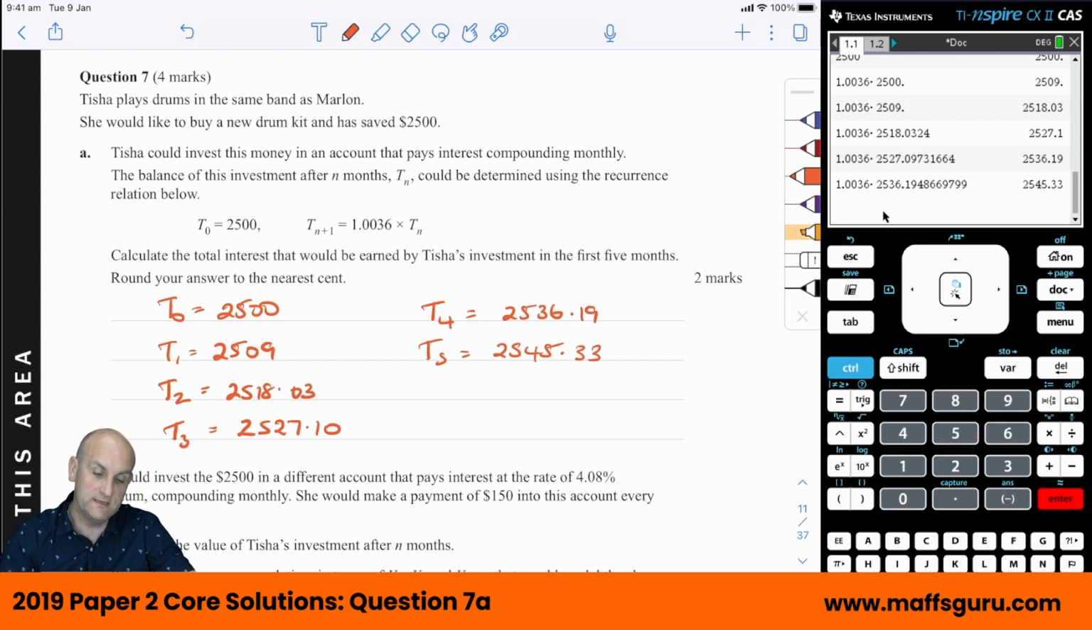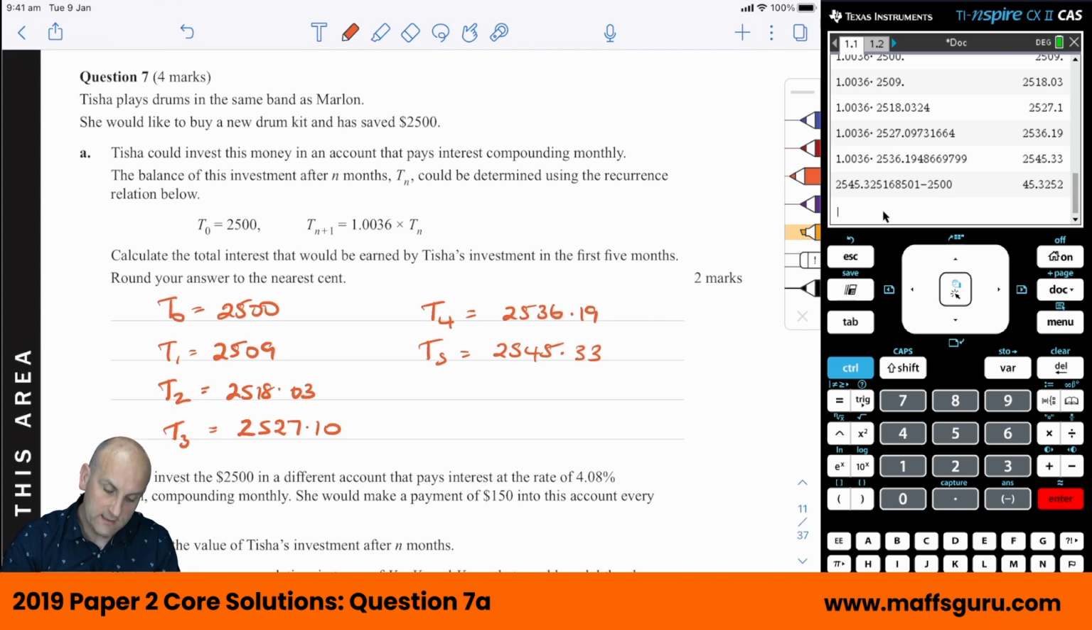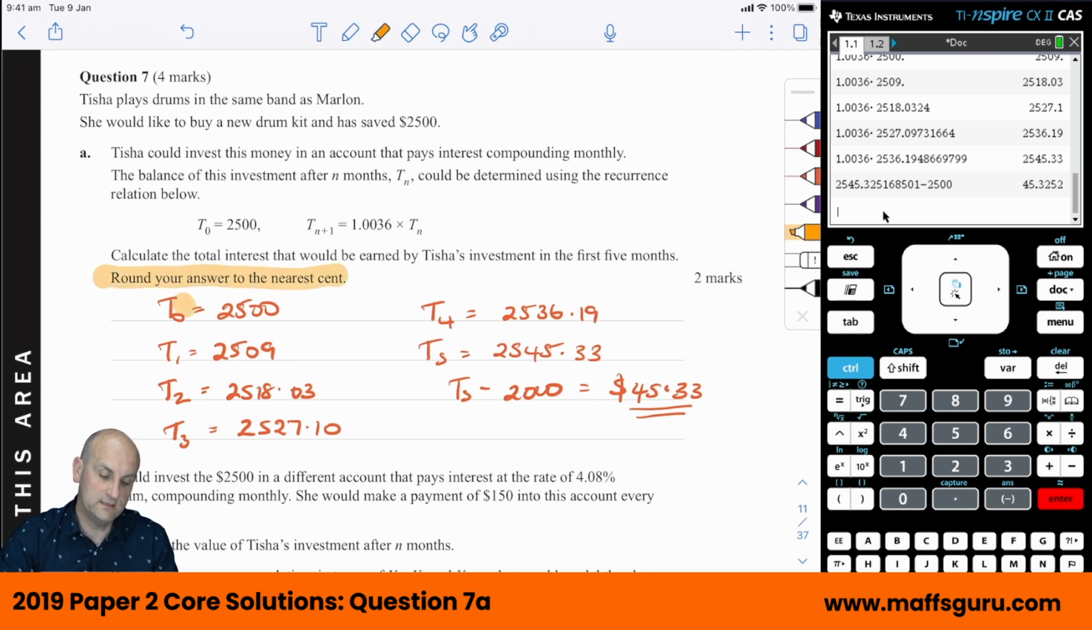Now, that's not answered the question because it wants us to work out the total interest. So because we had 2,500, I'm now going to do minus 2,500, which is going to give me the value of $45. So therefore I'm going to do T5 minus 2,500, which gives me, don't forget my dollar sign, $45.33. And again, don't forget, the question here was quite specific. It said, round your answer to the nearest cent.